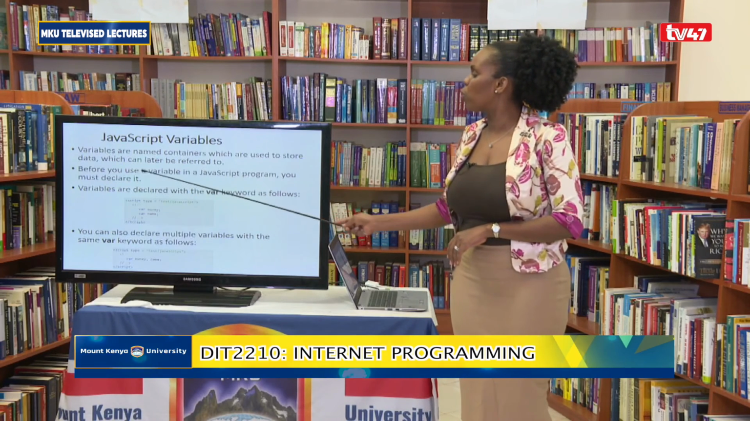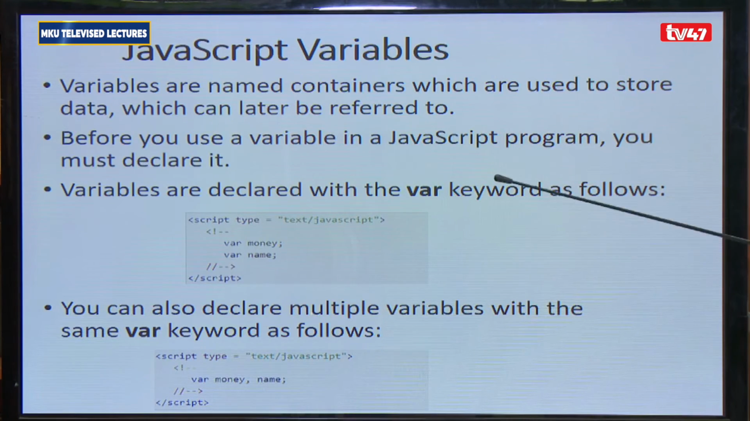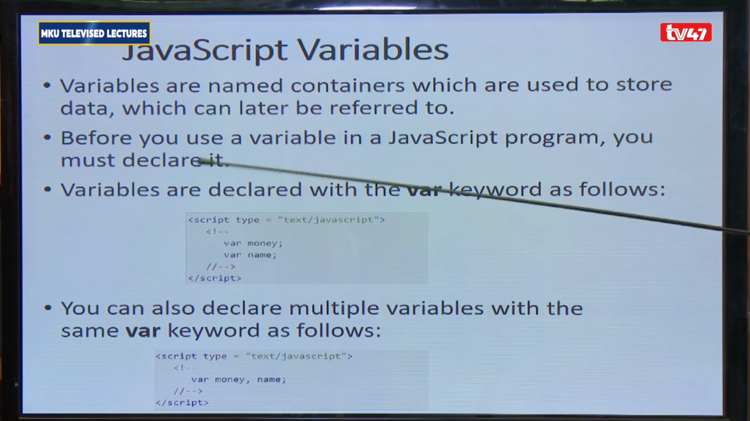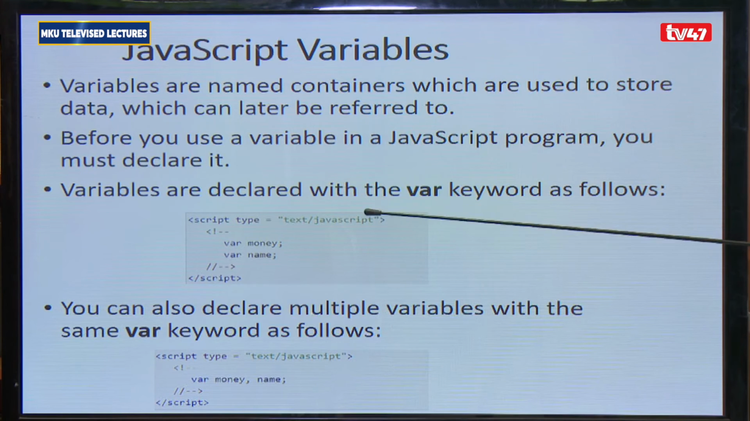Before you use a variable in JavaScript or any other programming language, you must declare it. So it's important to note that you have to tell your browser that this is a variable that you are going to use. That informing is what we call declaring a variable. Variables are declared with the var keyword in JavaScript.